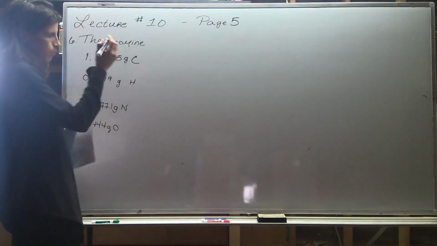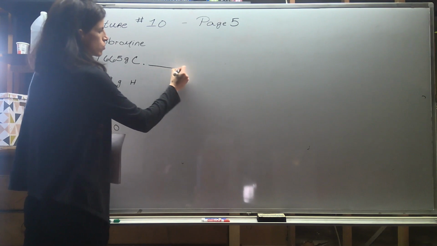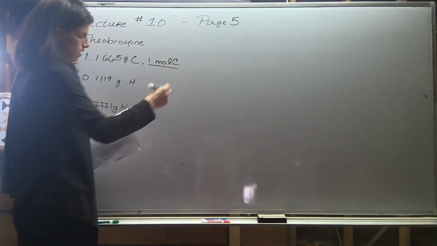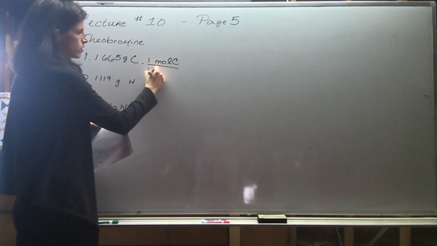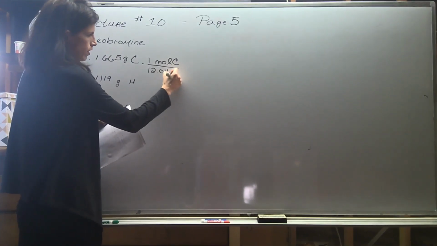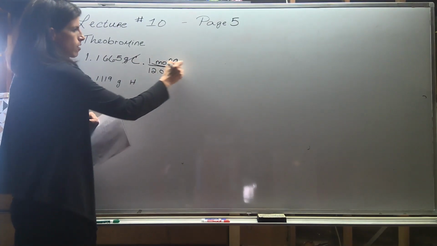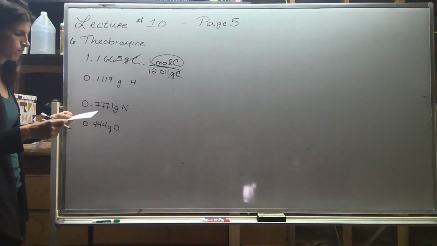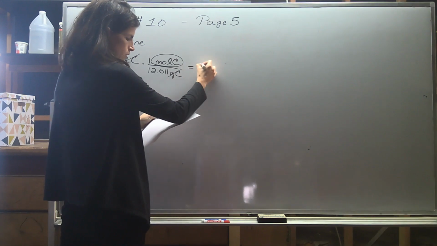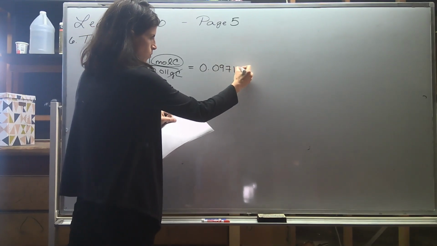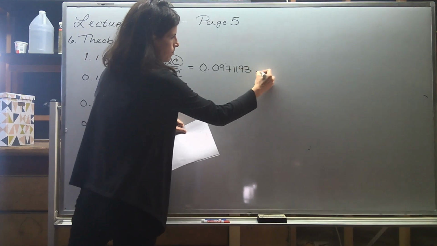So step 1, mass to moles. So 1 mole of carbon has 12.011 grams. Grams of carbon cancel grams of carbon. I'm left with moles of carbon. And so here I'm looking at 0.0971193 moles of carbon.